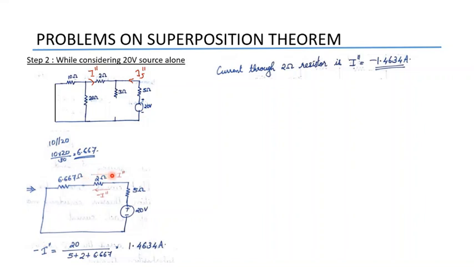So the marked current I double dash will be equal to minus 1.4634. This negative sign is to show the direction. The net current is 1.4634. It is flowing from right to left, and we are considering I double dash from left to right. So it should be written with a negative sign. Then voltage across 2 ohm resistor will be equal to 2 into I double dash. That is equal to 0.974 volt. This is I double dash. This is V double dash.